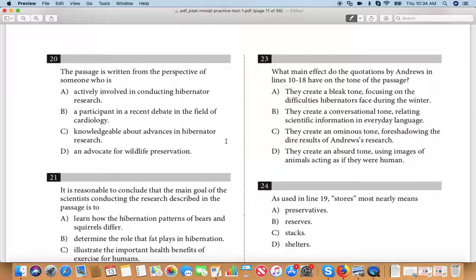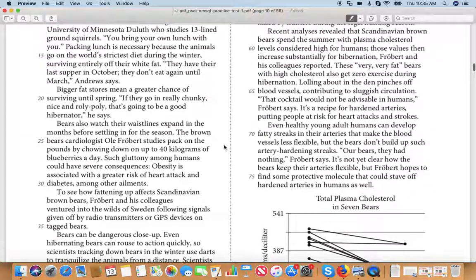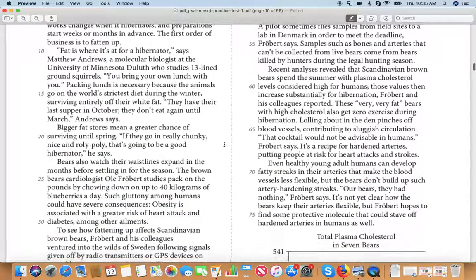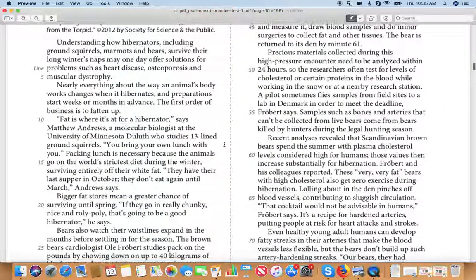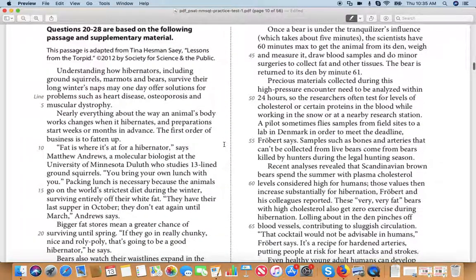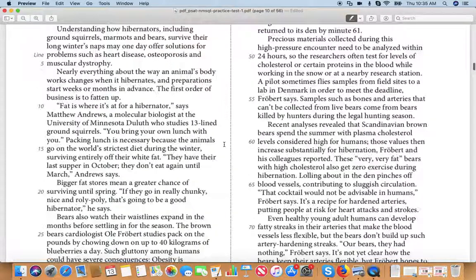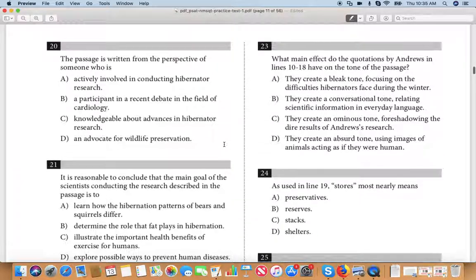Blaze, go ahead and read question number 20 for me, please. The passage is written from the perspective of someone who is actively involved in conducting hibernator research. Let's stop. Let's look for evidence to support or eliminate that answer choice. Is this passage written from the perspective of someone who is actively involved in conducting hibernator research? I don't think it is. Can we find any evidence for it? Well, I can't see anything in the passage. What about the Society for Science and the Public? Is that evidence that it is written from the perspective of someone who is actively involved in hibernator research? No. It sounds good, but I don't see any evidence for it.